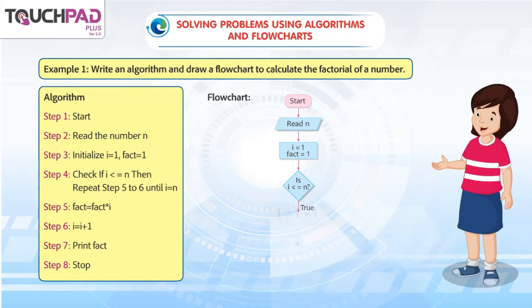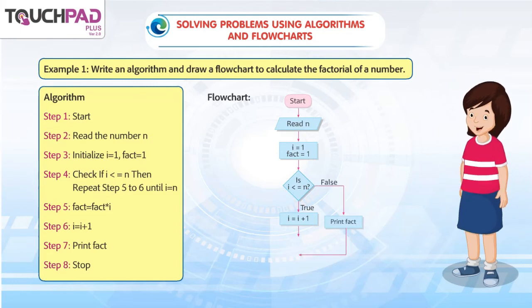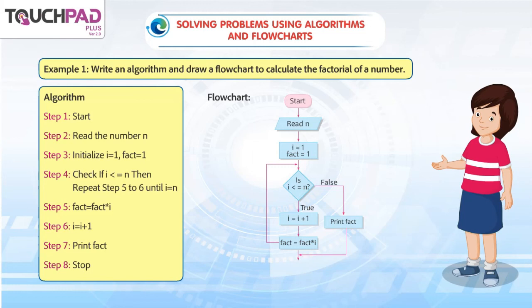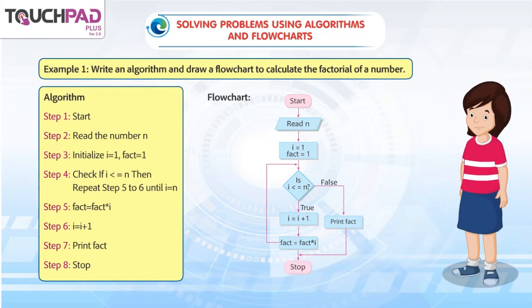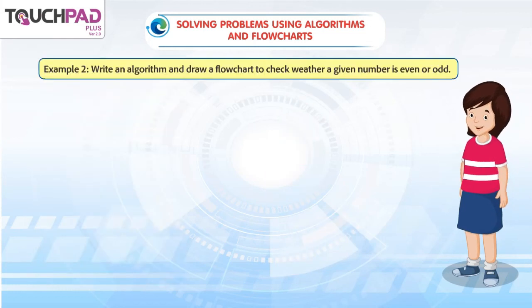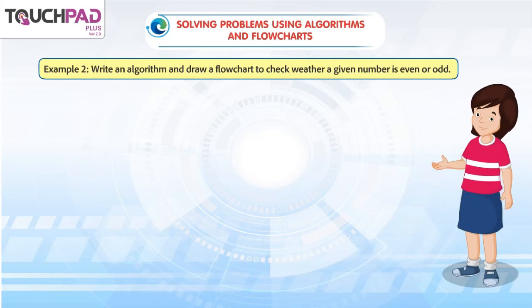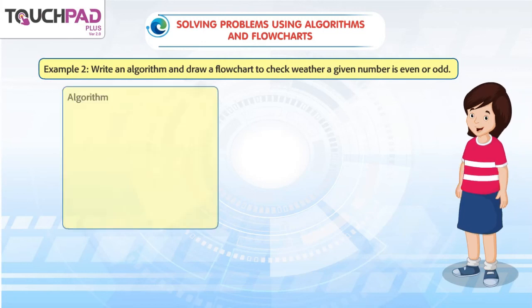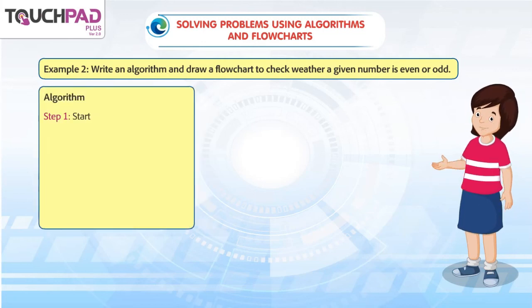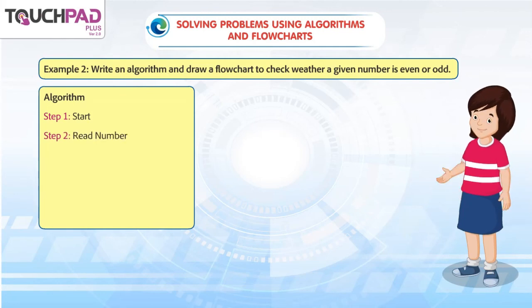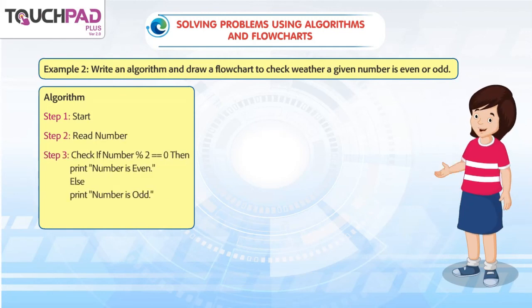If true, then I is equal to I plus 1. If false, then print fact. Then fact is equal to fact multiplied by I. Then stop. Example 2. Write an algorithm and draw a flowchart to check whether a given number is even or odd. Algorithm. Step 1. Start. Step 2. Read number. Step 3. Check if number percentage 2 equal to 0. Then print number is even. Else print number is odd.